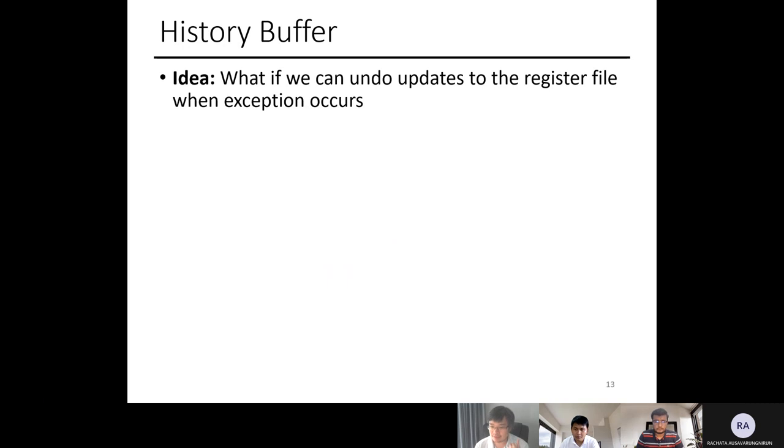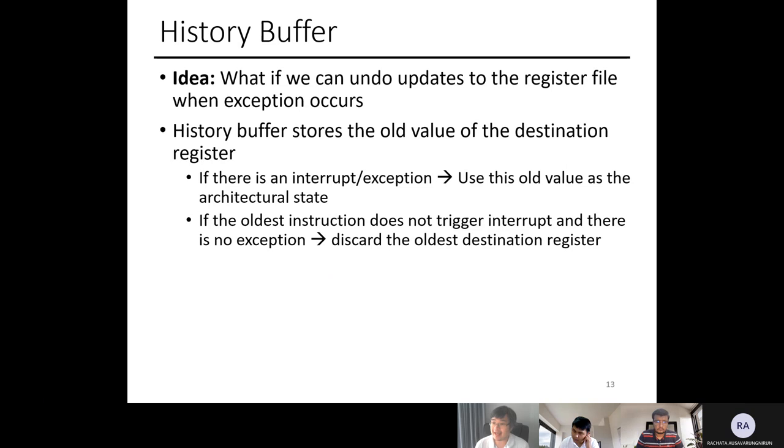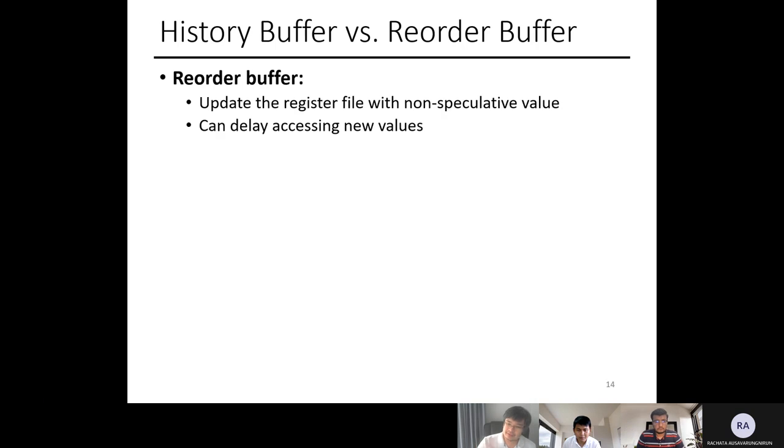The history buffer can be used to do that. It stores the old value of the destination register. Basically, now instead of storing the future value, let's store the old value. So if there's an interrupt, the register file still has the new value, but you have the history buffer to say, hey, here's the old value. So you can use this as the register file state, right? So the difference is, again, in the reorder buffer, you update the register file with a non-speculative value whenever you finish the write-back. But if you haven't finished, you have the indirection, basically the link between the register file entry and the reorder buffer entry.